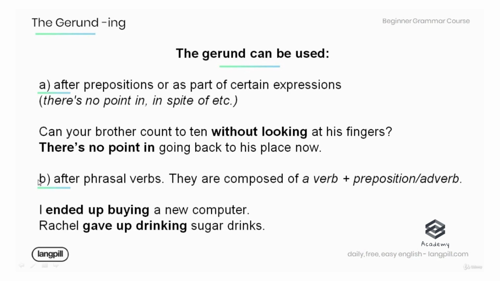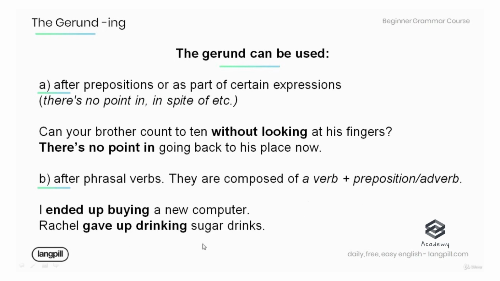B, the gerund can be used after phrasal verbs. They are composed of a verb plus preposition or adverb. For example, I ended up buying a new computer. Note that ended up is a phrasal verb, which is composed of a verb, ended, and up preposition.